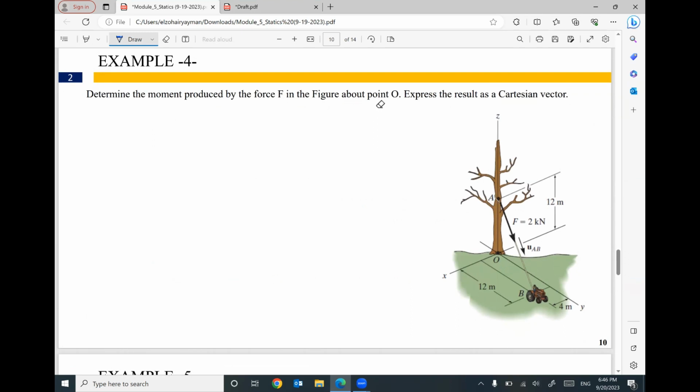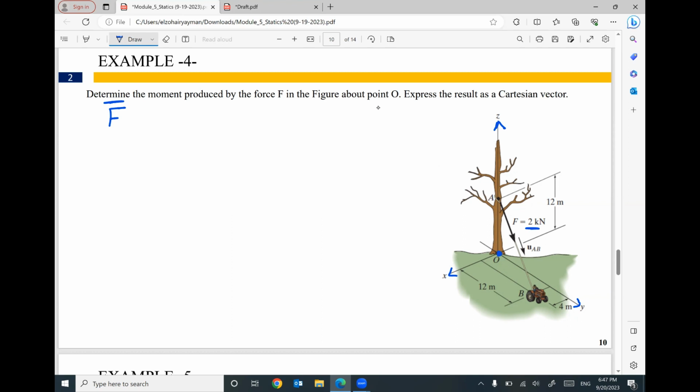Let's do an example and see how to figure out the moment of this force, 2 kilonewton, around point O in 3 dimensions. We have a big issue here. The first issue, what is the force in a vector format? Unfortunately, the force is given just as 2 kilonewton, but I don't know the vector value of this force. What are the 3 components of this force?